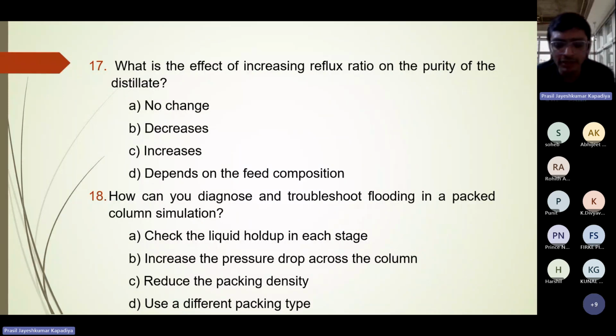If it's more than the tray spacing, like say this is one tray, this is another tray, and if the gap between trays is completely filled by liquid, it is called flooding. So we'll check liquid holdup on each stage to troubleshoot flooding.